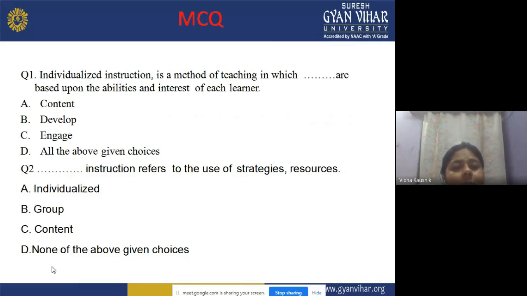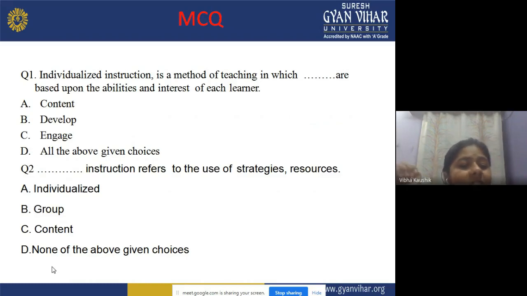Now we will discuss some MCQs. The MCQs will be related to the topic which we have just read, as MCQs are the best tool to understand what the learning outcomes are and how much you have learned. The first one is: individualized instruction is a method of teaching in which dash are based upon the abilities and interest of each learner.